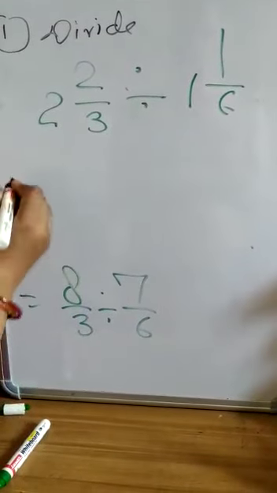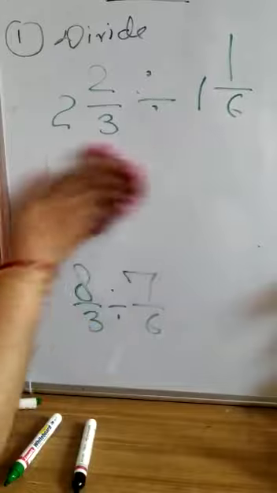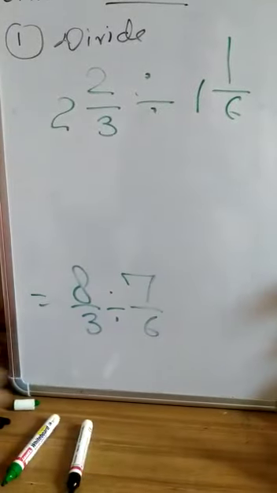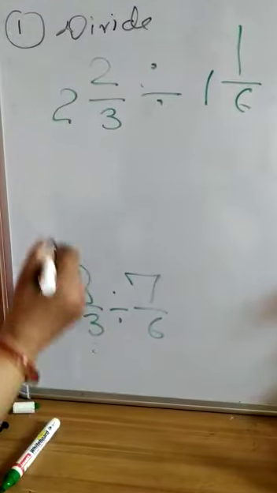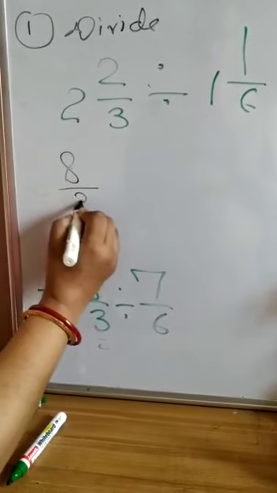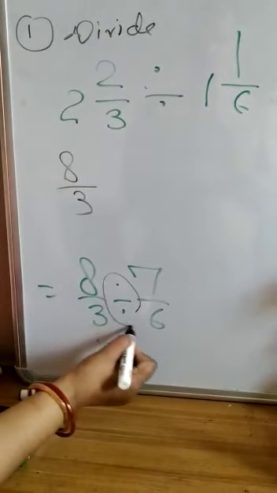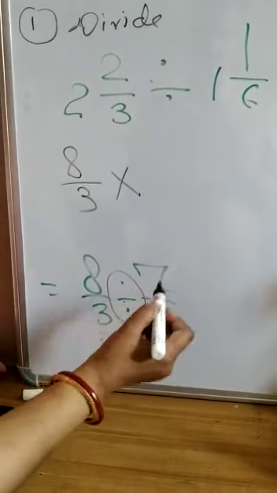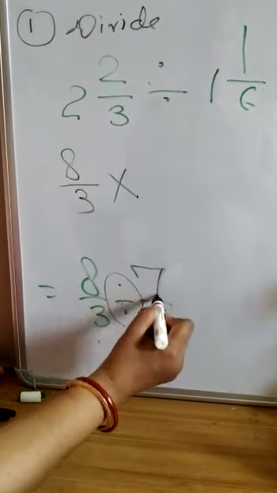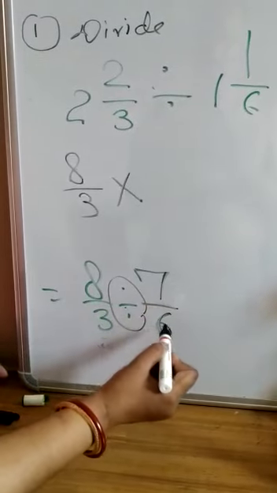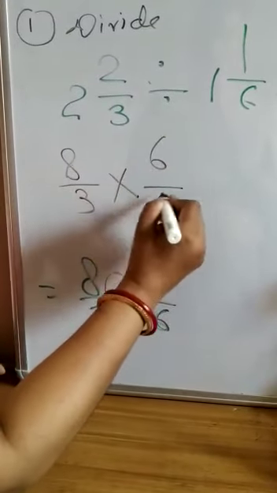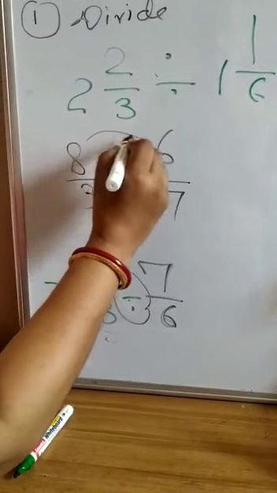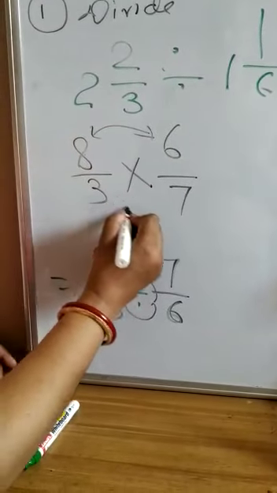This 8 by 3 I will write as it is. This is the dividend. 8 by 3 is the dividend. So write down the dividend first. Now this division sign, we have to change the division sign into multiplication. And then the next step, write down the reciprocal of this 7 by 6. What is the reciprocal of 7 by 6? 6 by 7. Correct?